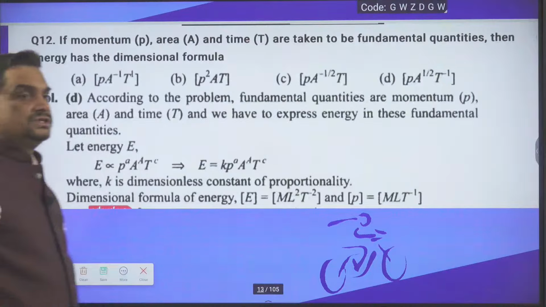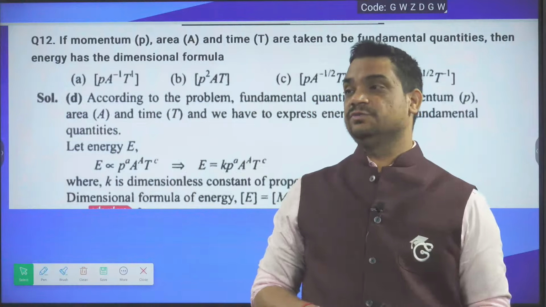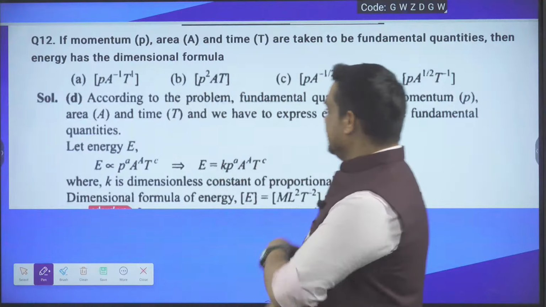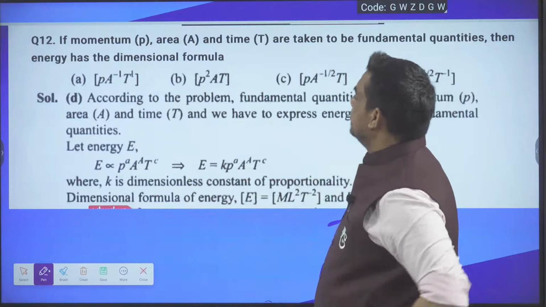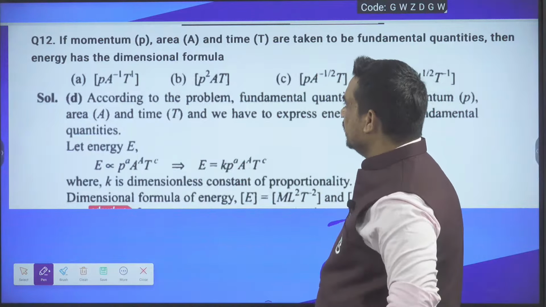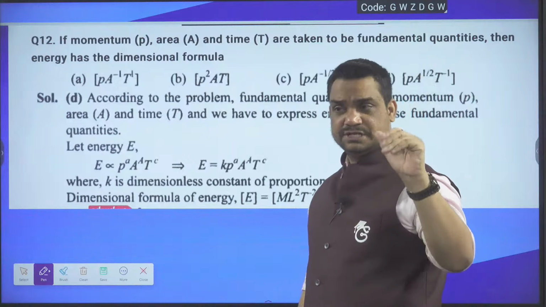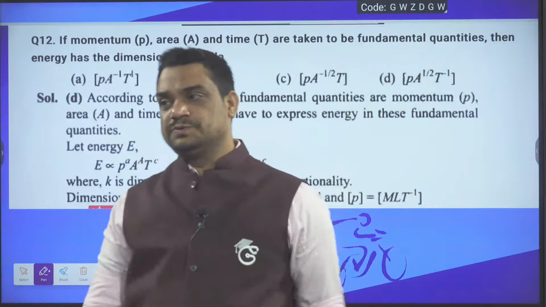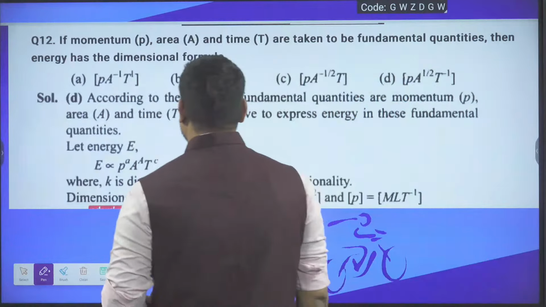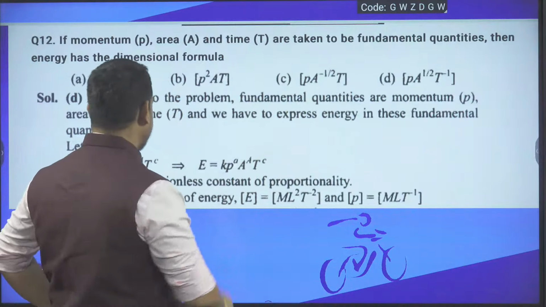Now some more questions from the exemplar. If momentum, area and time are taken to be fundamental quantities, whenever they ask questions like this, they are saying momentum and these are taken to be fundamental, then energy has which dimension formula? Here you can always check by the options. First is the option checking method. Option checking will work. Second method is you can do some plus minus and then figure out the things. Third is the actual method.